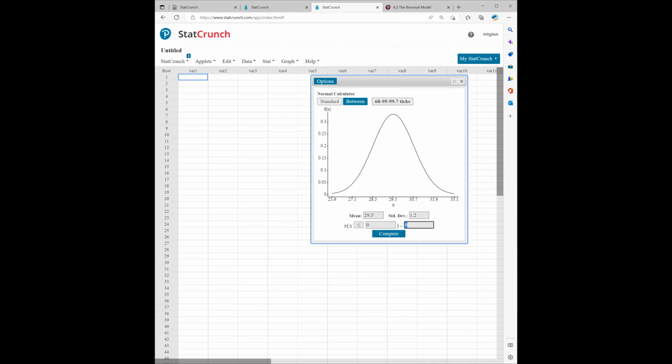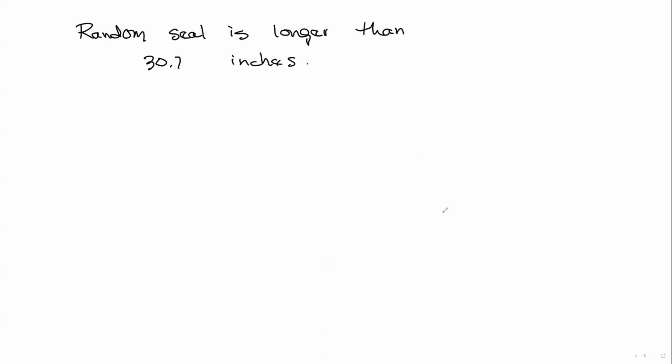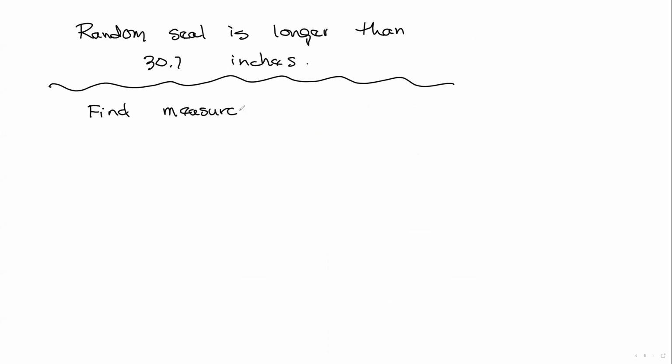Well, let's jump back to our whiteboard here because we're not quite done. The last thing we're going to talk about is reversing the process. So suppose we wanted to go through and find measurements given percentiles / probabilities.